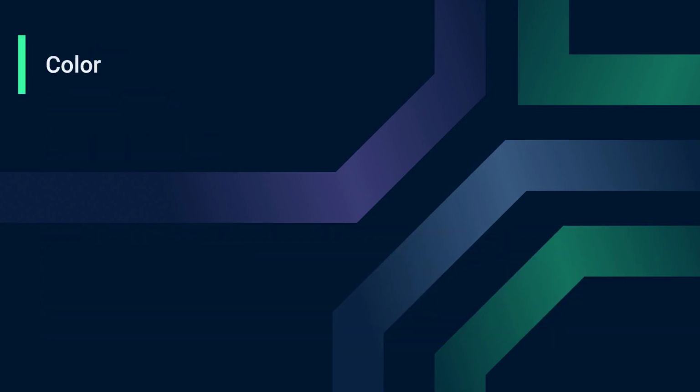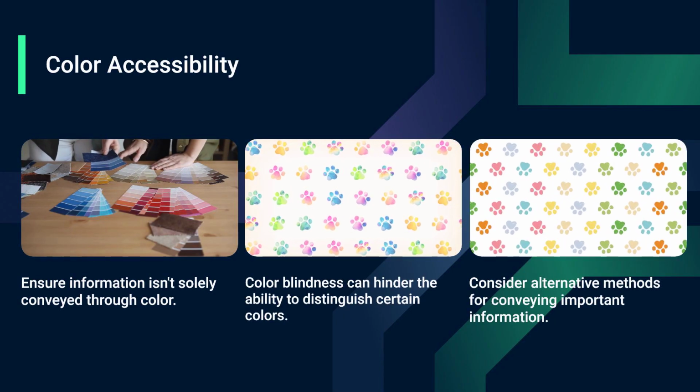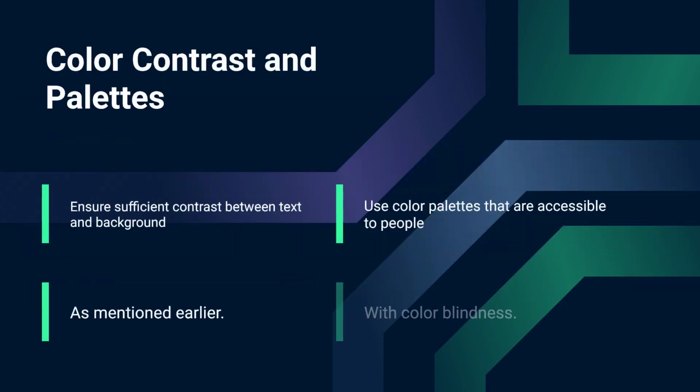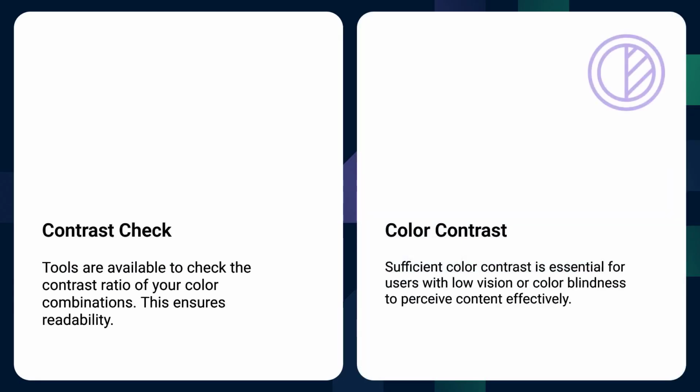Color should not be the only means of conveying information. People with color blindness may not be able to distinguish between certain colors. Ensure sufficient contrast between text and background colors, as mentioned earlier. Use color palettes that are accessible to people with color blindness. Tools are available to check the contrast ratio of your color combinations.